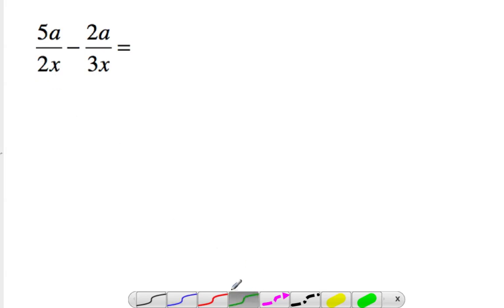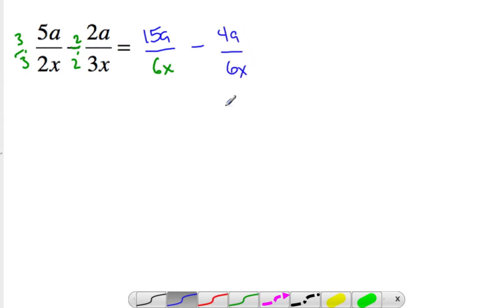What am I going to do to these two fractions? We need something that you can divide exactly by 2x, and something that you can divide exactly by 3x. So that'd be 6x. In order to get the 6x, I multiply this by 2 over 2, and this one by 3 over 3. So the first term is going to be 15a over the 6x, minus 4a again over 6x.